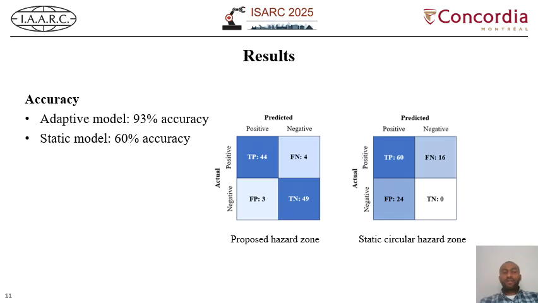And finally, we have got these results. We try to compare the results based on accuracy and other factors. When we come to the accuracy, as you may see here, the adaptive hazard zone model has 93% accuracy, whereas the static model has 60% accuracy. And when we see the confusion matrix, the true positives, true negatives, false positives, and false negatives for both hazard zones could be seen here.